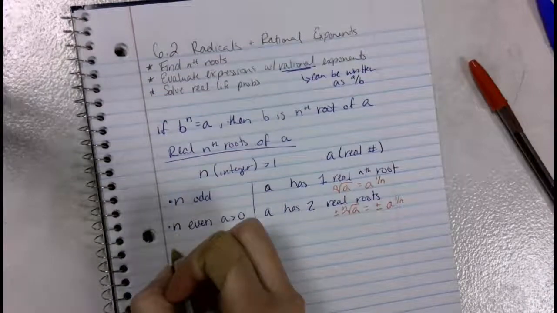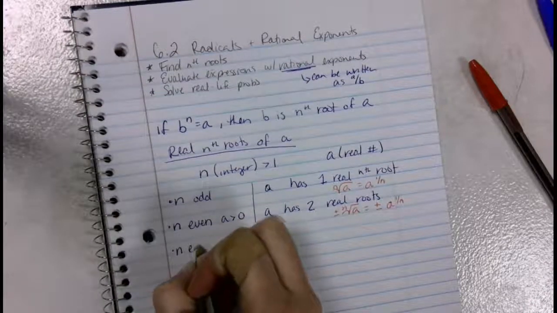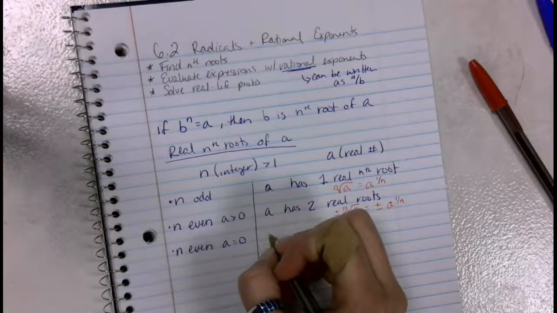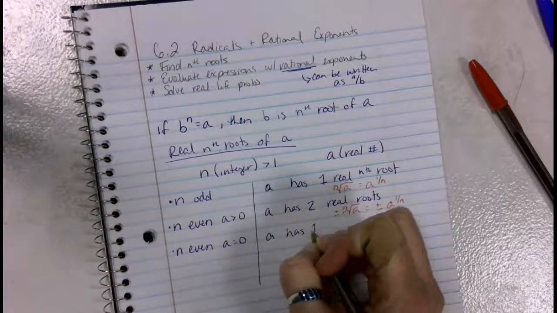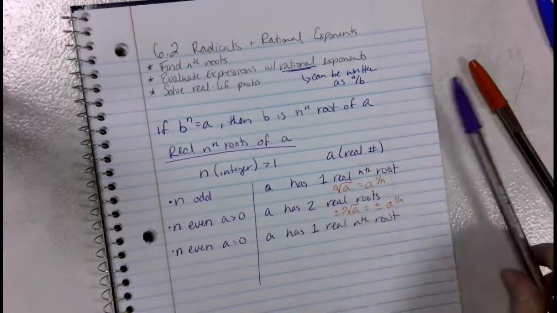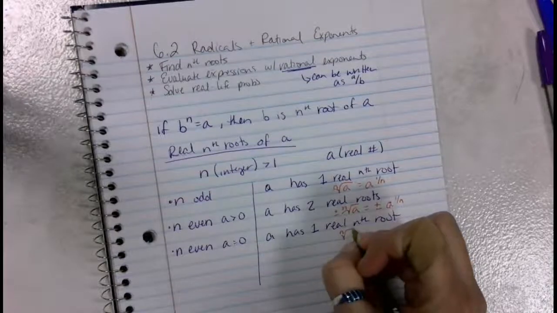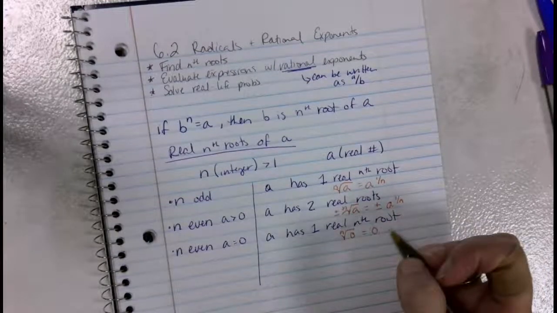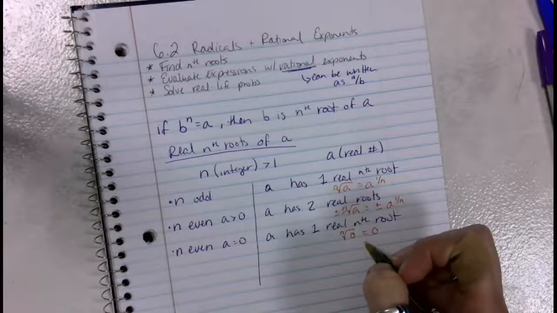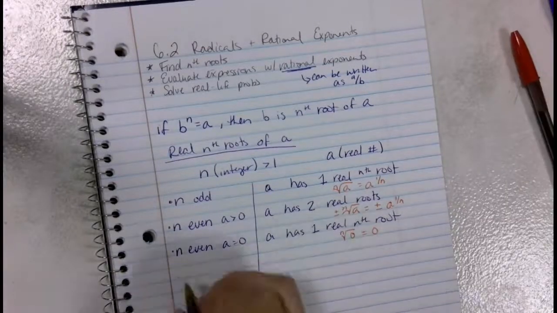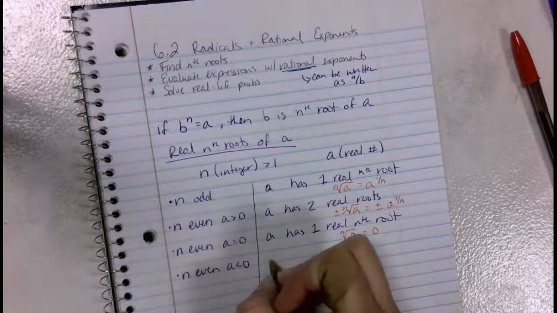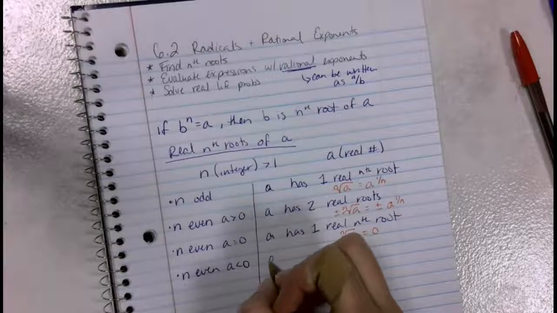Now we're going to see what if n is even and a is equal to 0. Well, if a is equal to 0, then a really only has one real root, and that would be, in fact, the nth root of 0 is 0, because it doesn't matter how many times I multiply 0 times itself, I'm always going to get 0. So that's what that's telling me. Then our final thing is if n is even and a is less than 0, then I have 0 real roots.